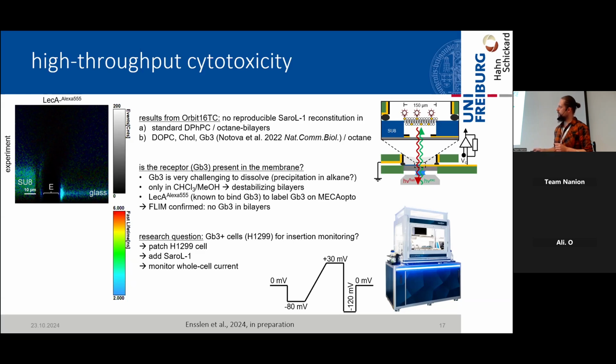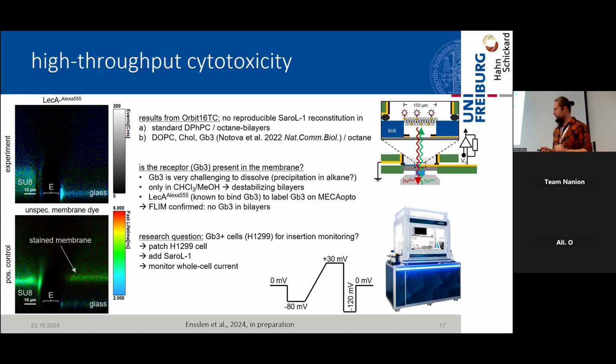So here's the photoresist which forms the cavity, the glass bottom, here's the ring electrode of this optically accessible thing. And what you see is basically nothing. And when we did a positive control, so we added an unspecific membrane dye, this is a different story, because this was actually what we were also expecting here. So what you can see here, this is the stained membrane. So we had the membrane there. The protein is just in solution, but it's not agglomerating at the membrane, which in the end led to the conclusion that we don't have GB3 present in this membrane.